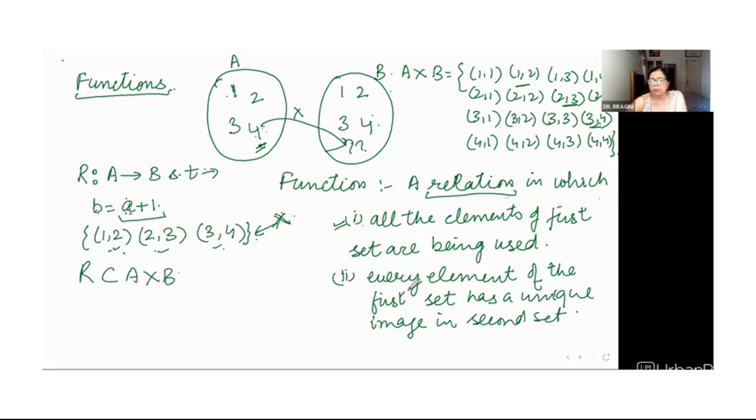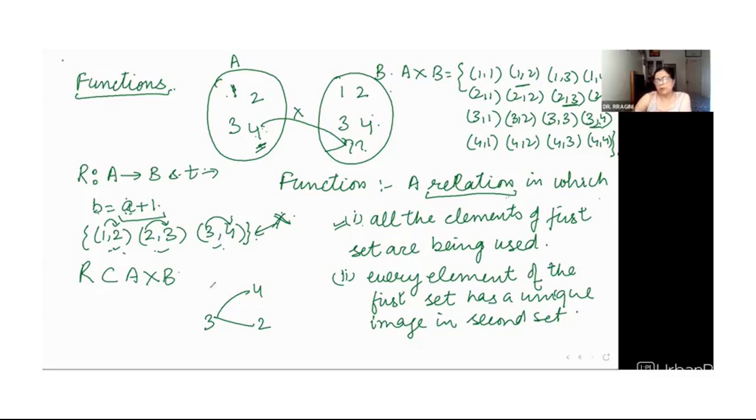How do we check the second property? Every element of the first set has a unique image in the second set, right? Every element of the first set, like 1 has an image 2, 2 has image 3, 3 has an image 4, right? We can say that 3 cannot have 2 different images, 4 and 2. One element of the first set cannot be linked to 2 different values in the second set, right?